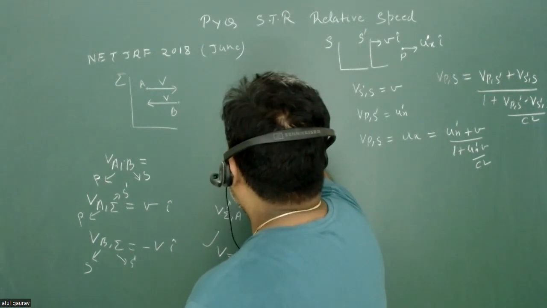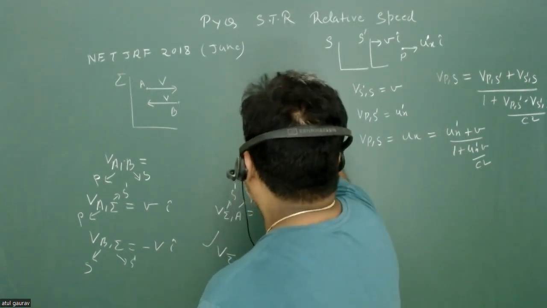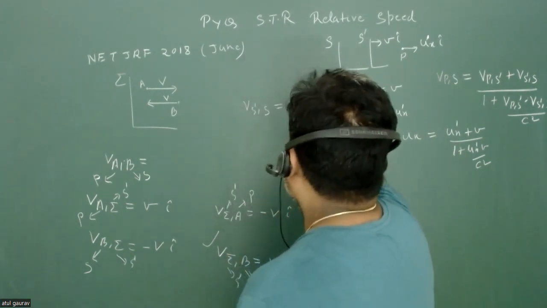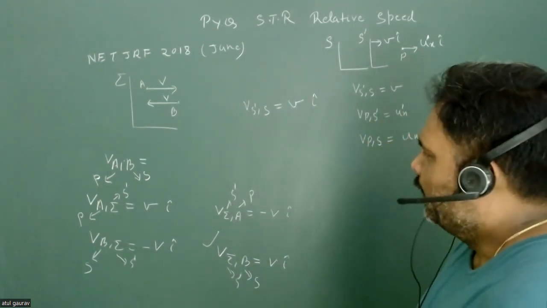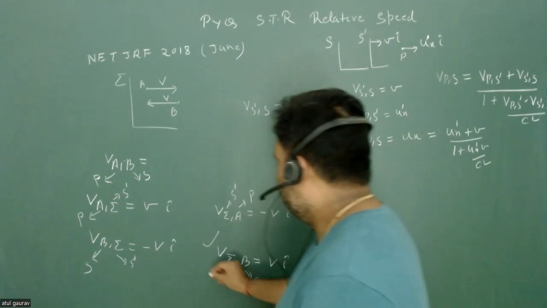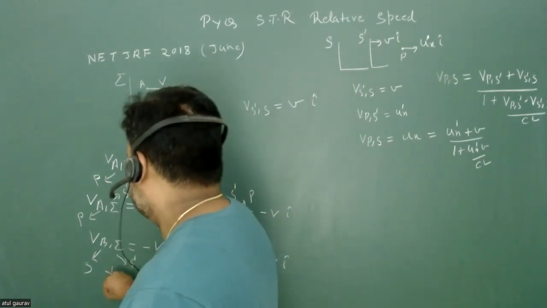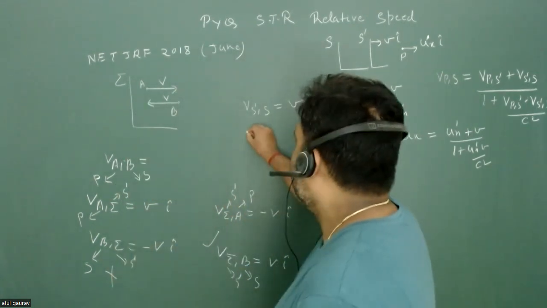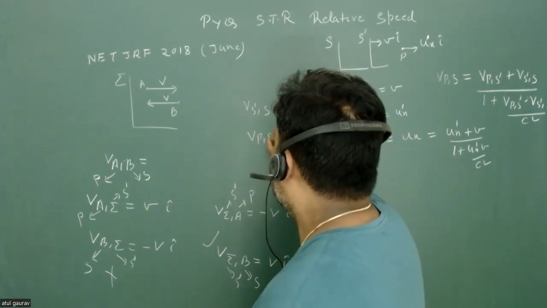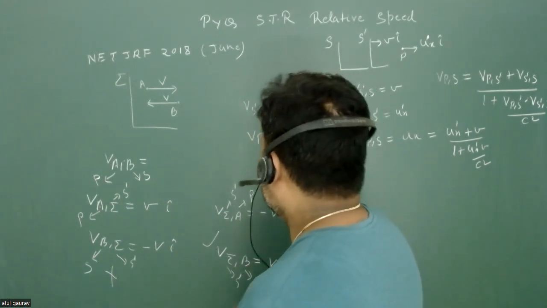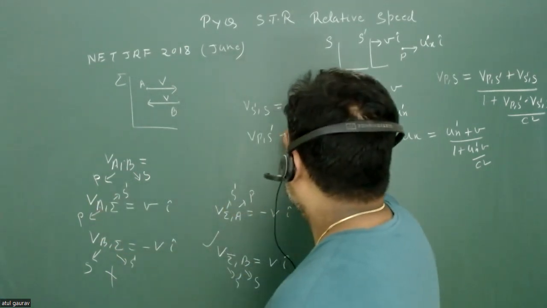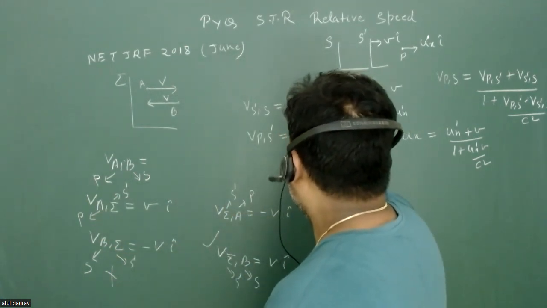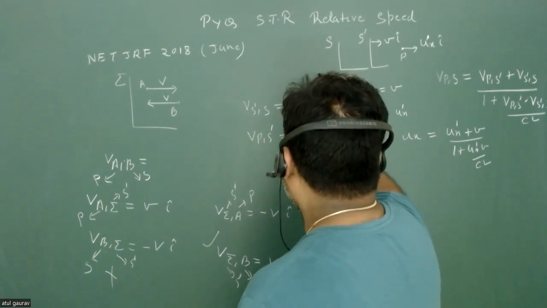So the velocity of S dash with respect to S is equal to V, obviously in the i cap direction. So we will use the Lorentz transformation. Next we have to calculate the velocity of the particle with respect to S dash, which is nothing but ux dash, and that particular value is V.